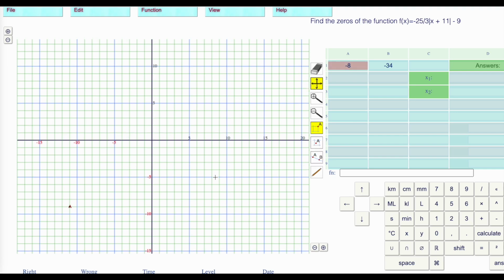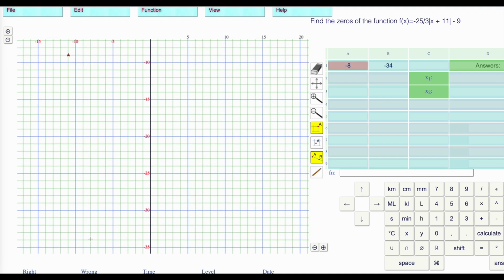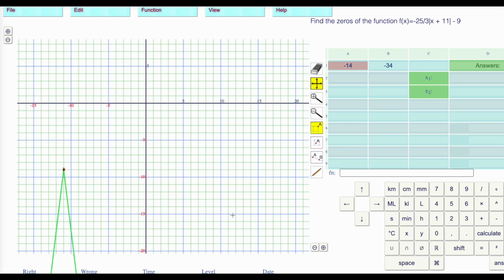Let us graph that, -8, -34 right here. That's 1, 2, 3 steps away from the vertex, and we go 3 steps on the other side. 1, 2, 3 should be here. When x is -14, we get -34. This is our absolute value function.